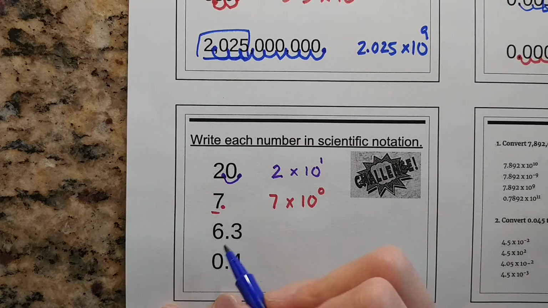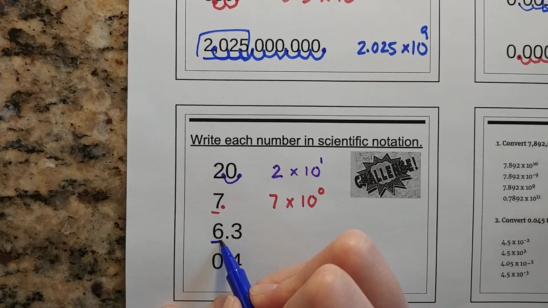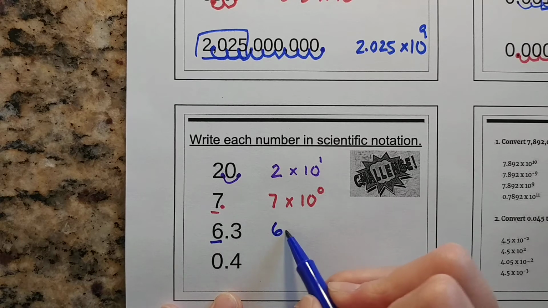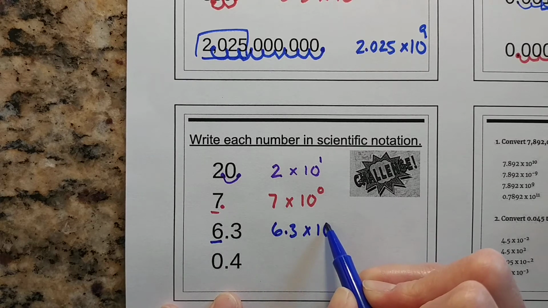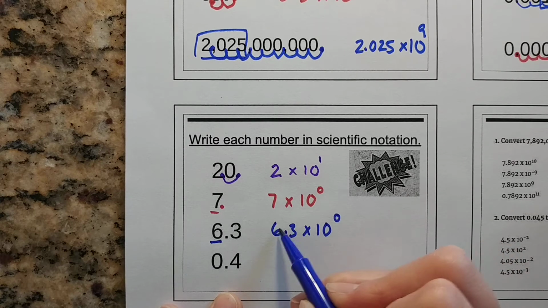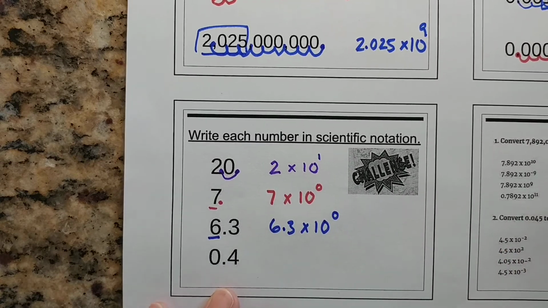Okay, this one. Again, 6.3, that's what we want it to look like. We want one digit to the left of the decimal point. So again, I don't want the decimal point to move. So I'd have to go 6.3 times 10 to the, you guessed it, 0 exponent. 10 to the 0 is 1, and 6.3 times 1 would give us 6.3.